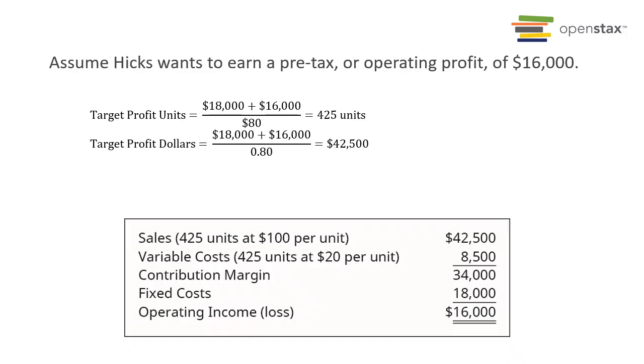$34,000 divided by $80 per unit, I'd break even at 425 units, or dividing by 80% contribution margin ratio, $42,500 in sales. So you can see where we need to get to in order to generate our goal.